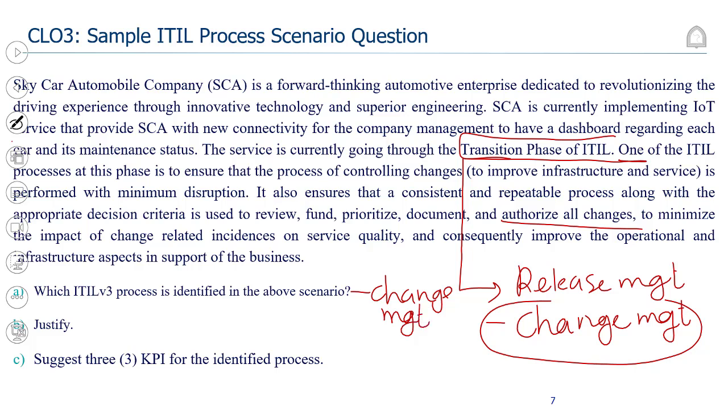Okay, and the reason for that is you can use any of that to justify if you're asked to justify. Because change management is used to ensure a consistent, repeatable process, and to make sure all changes are authorized in order to avoid unauthorized changes. I'll type the answers and send those along. But that is how you look at it, okay?